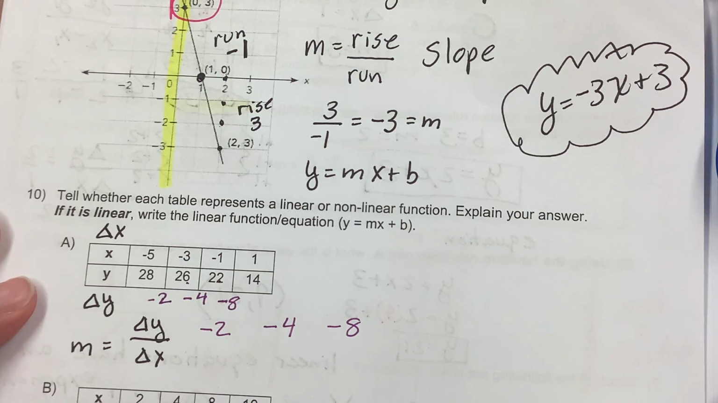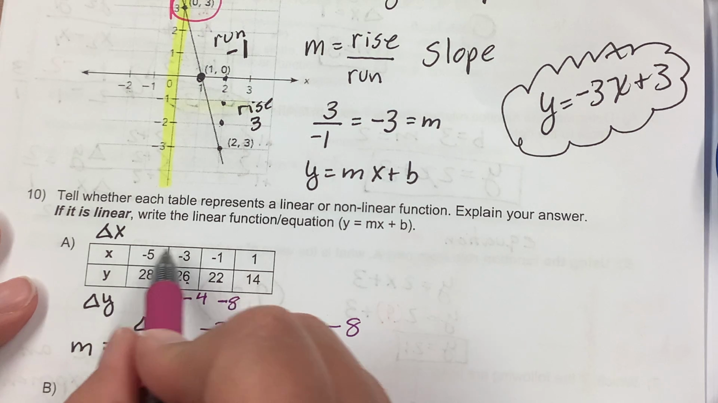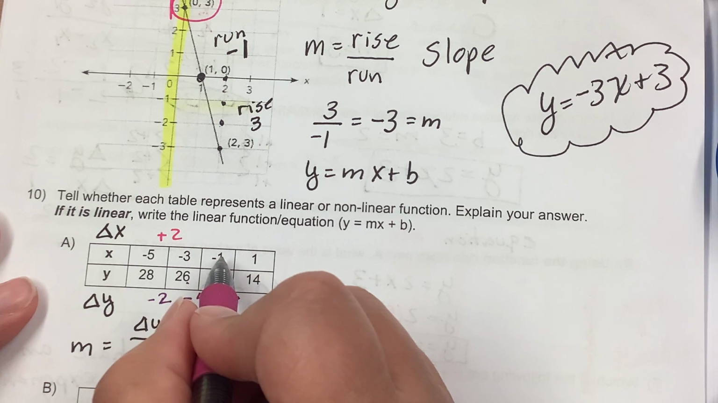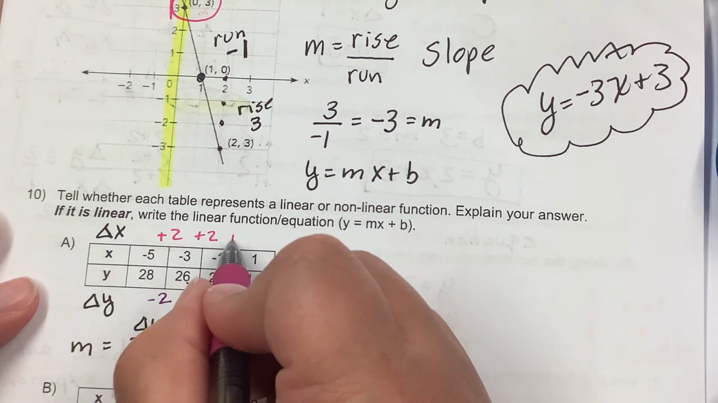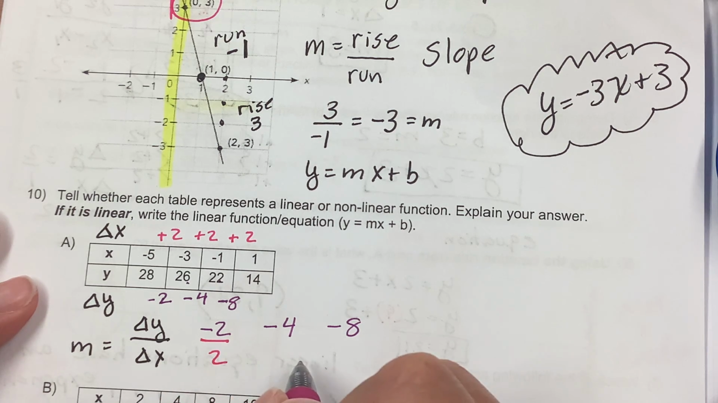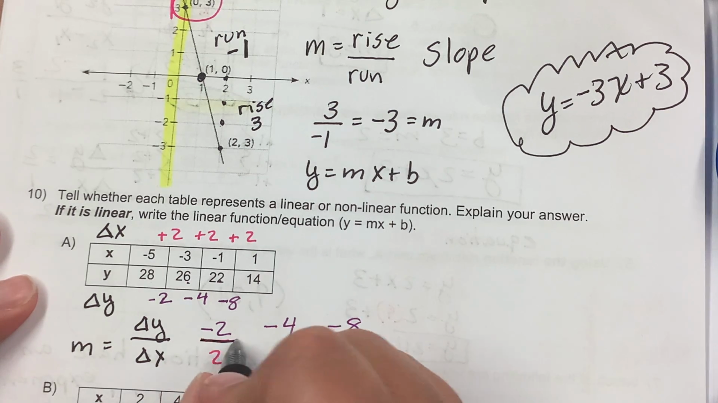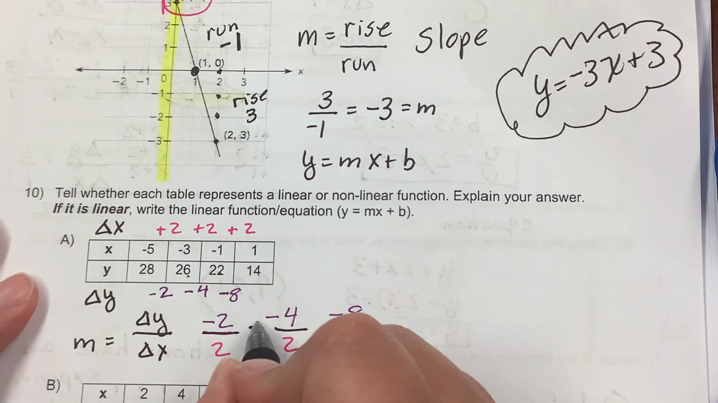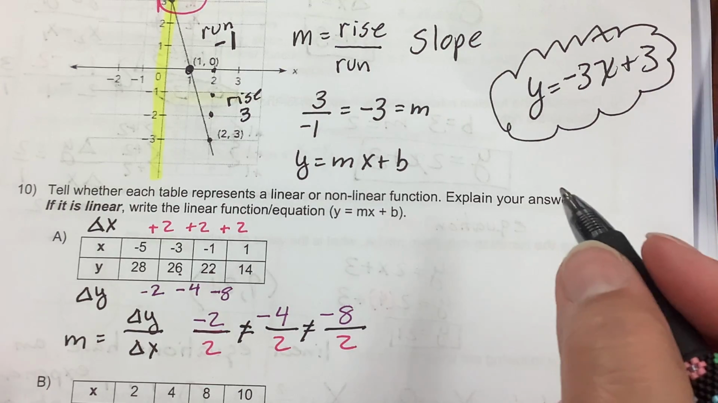Now I'm going to go back up and look at the changes in x. To get from negative 5 to negative 3, that would be add 2. From negative 3 to negative 1, that's also add 2. From negative 1 to positive 1, that's also add 2. So now I have the fractions, negative 2 over 2, negative 4 over 2, and negative 8 over 2. Oh my, those are not equal. And if they're not equal, then that is definitely not linear.